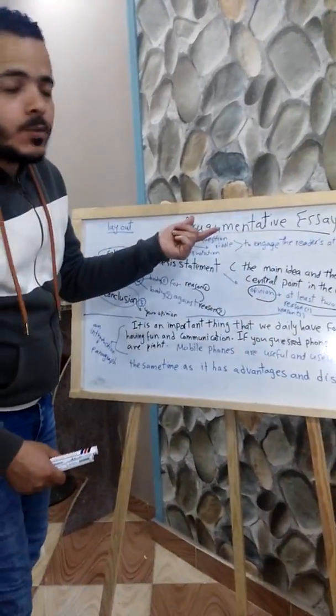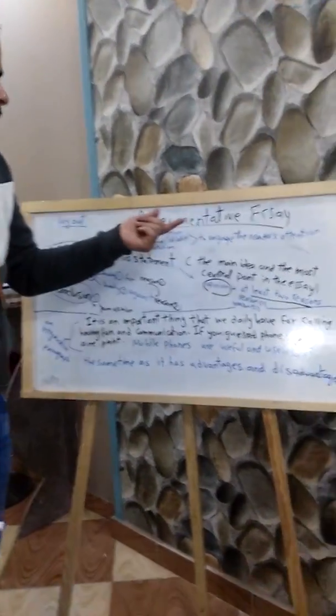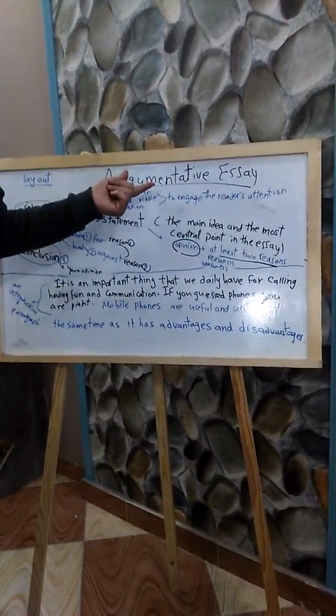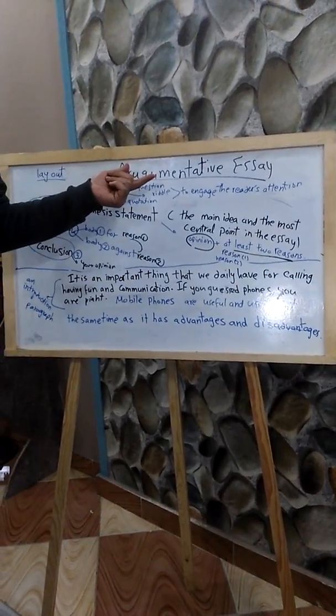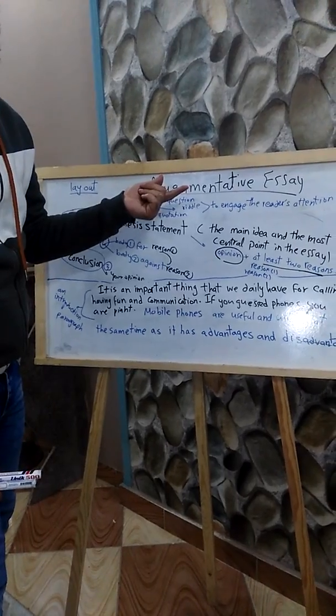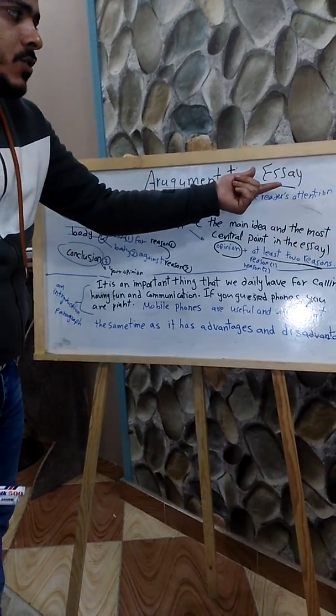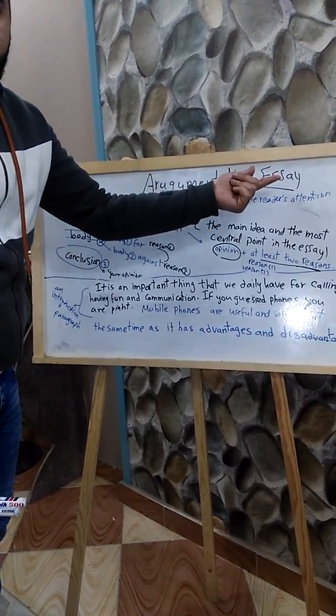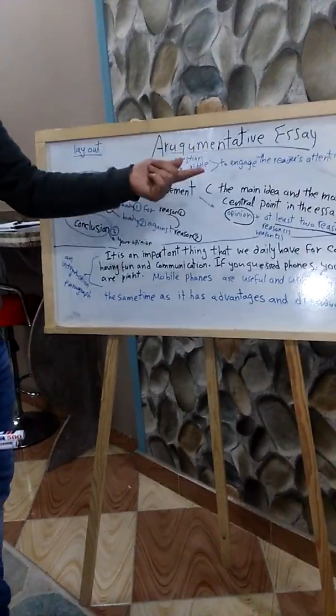Today's lesson is about the argumentative essay. Argumentative comes from the word argument, which is like fighting. Argument means what? Two different opinions. One is for and one is against. Essay means what? Two or three or four paragraphs in a piece of writing.